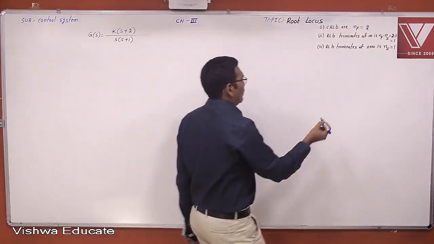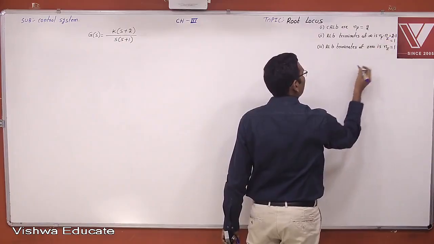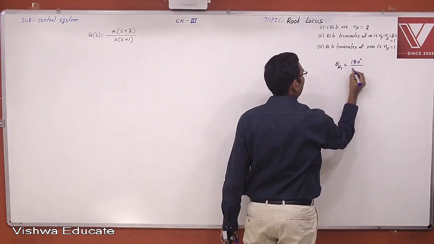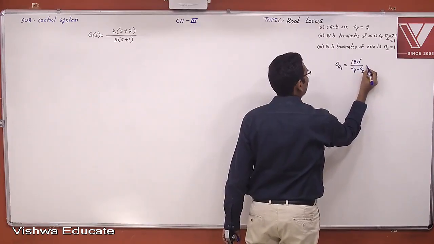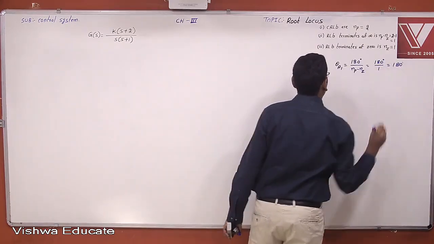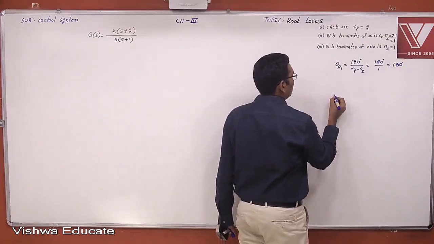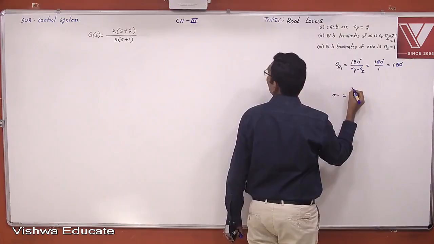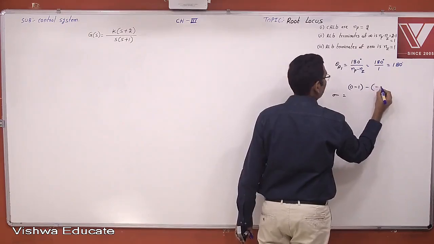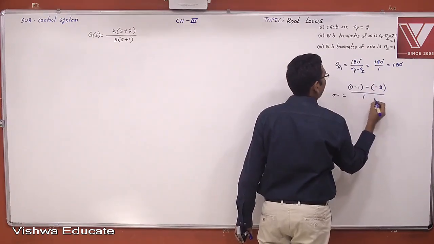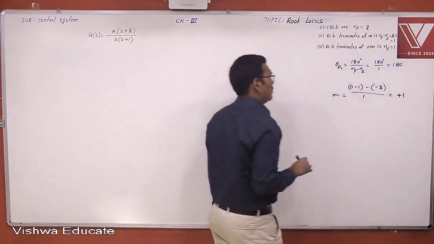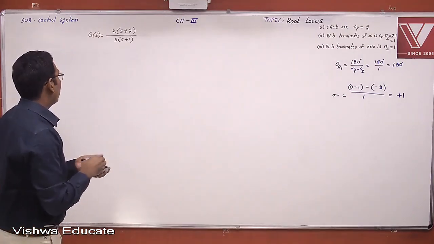Now you find the angle of asymptote. NP minus NZ is 1, so there is only one angle of asymptote. The one and only angle of asymptote is 180 degrees by NP minus NZ, which is 180 degrees by 1, equal to 180 degrees. And the centroid sigma is the sum of the real parts of poles, 0 minus 1, minus the sum of the real parts of zeros, by NP minus NZ, which is equal to plus 2 minus 1. Minus 1 plus 2 is equal to plus 1.